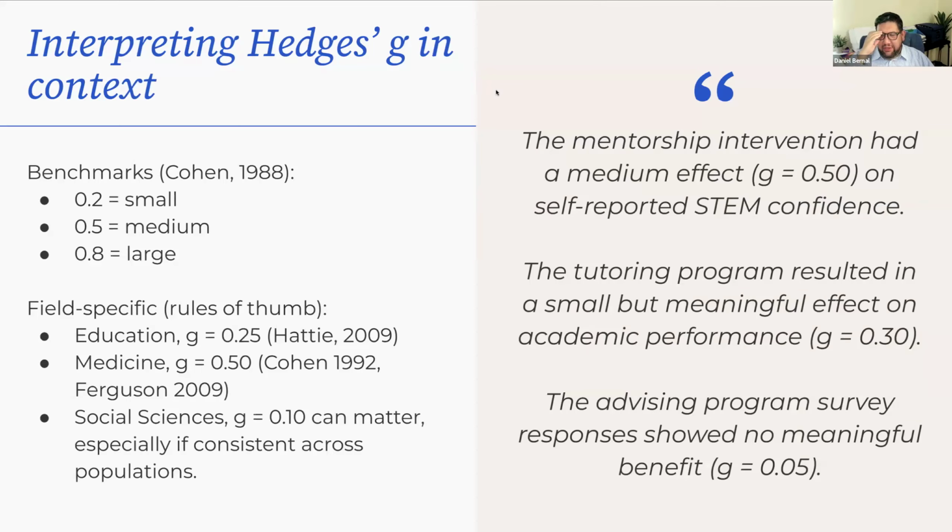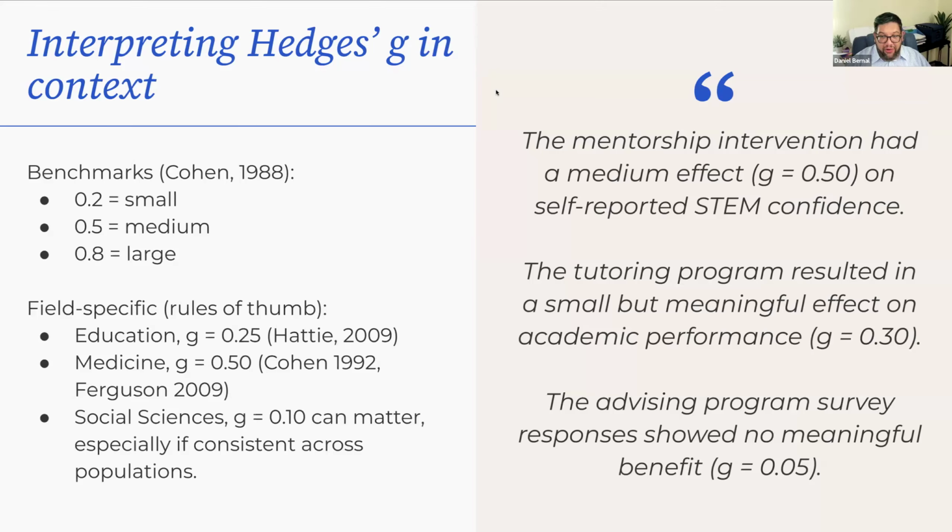So some examples here to ground us. Let's say you had a mentorship intervention and you calculated Hedges G and it was a 0.5. You can say that was a medium effect when we looked at self-reported STEM confidence and the differences after that intervention.